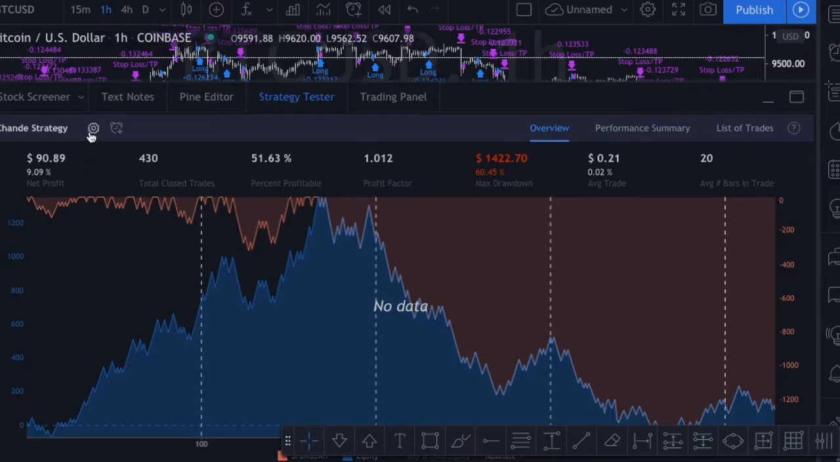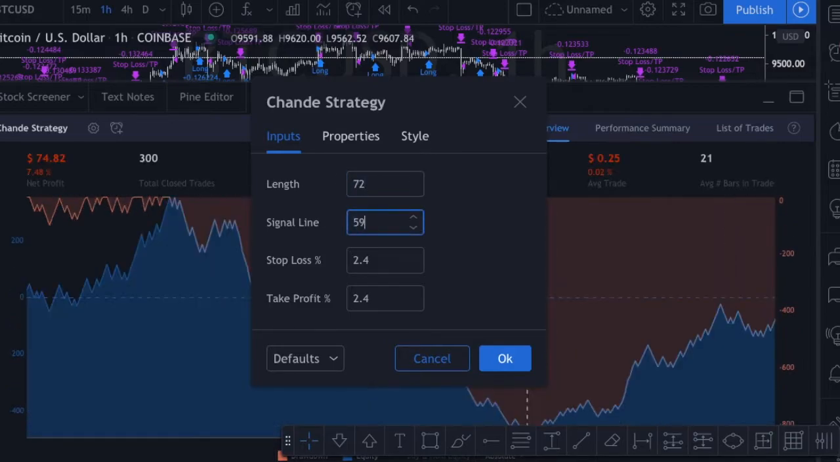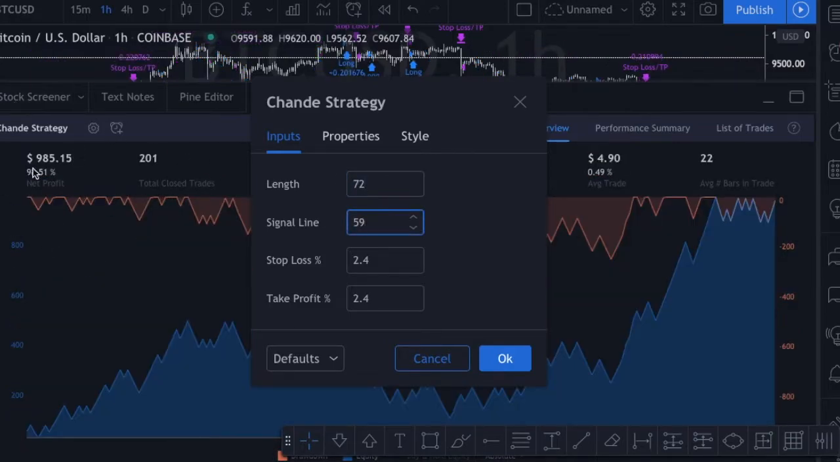So this is what you guys came to watch. Let's change the length and the signal line. So here's the settings that we're going to do. Actually, we're going to change the length to 72 and the signal line to 59. So this is 72 and this is 59. That would give us a net profit of 98.51%, which is a lot better than the 9% originally with the default settings.